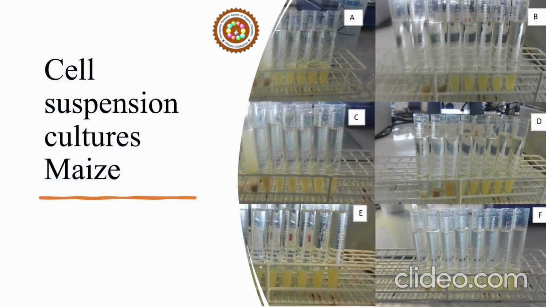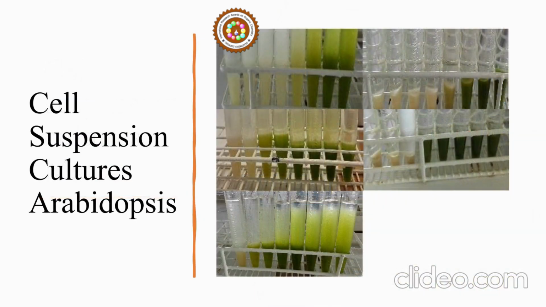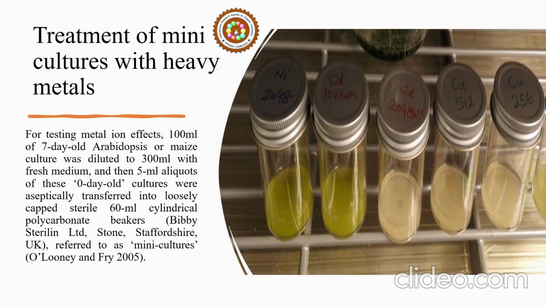For this experiment we used cell suspension cultures of maize and Arabidopsis, and we treated them in mini culture tubes having different metal concentrations of copper, cadmium and nickel. In this picture you can see the different concentrations of the different metals. We tested the same concentrations for all the different forms of the metals, but here we are just showing the comparison of different concentrations of different metals which are going to have a toxic effect on the Arabidopsis cultures. Here you can see the complete methodology given in this section.